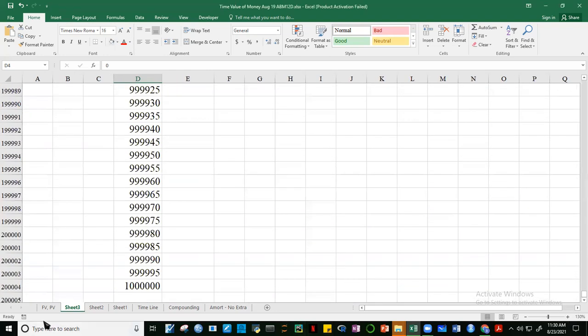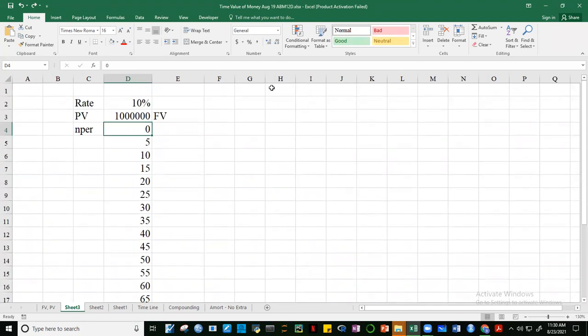Hanggang 1 million na yan. Okay, so that's in row 200,004. Imagine kung kanina dinadrag natin yung series na yun, row 200,000 tayo. Matatagalan tayo niyan, di ba? So that's the point. Okay, so Control Z, let me backtrack.